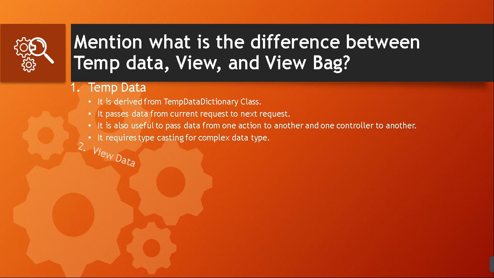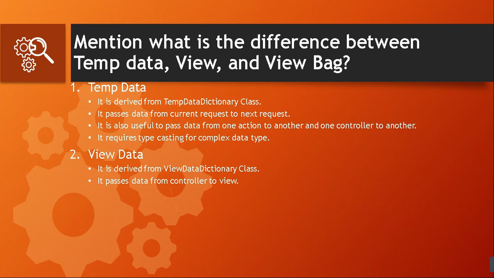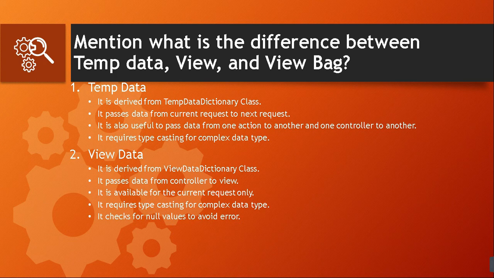2. ViewData. It is derived from ViewDataDictionary class. It passes data from controller to view. It is available for the current request only. It requires typecasting for complex data type. It checks for null values to avoid error.